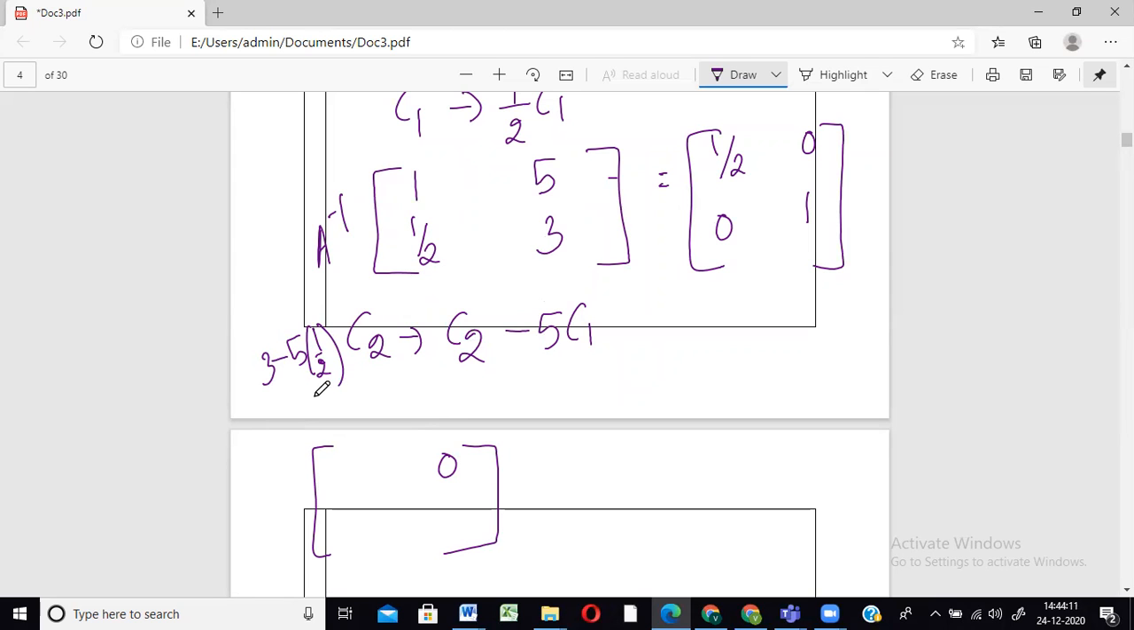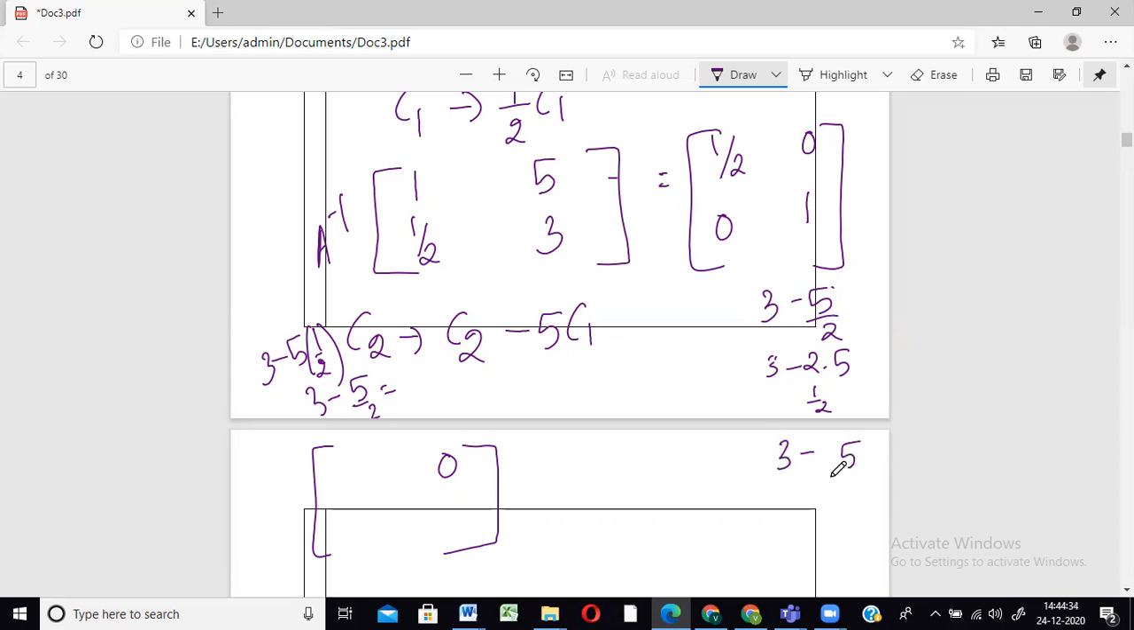So that's C2 minus 5 times C1. 3 minus 5 divided by 2 we have. So if we calculate this, what will we get? 3 minus 5 divided by 2. We can always calculate it like this: 5 divided by 2 is 2.5, correct? So 3 minus 5 divided by 2 is 2.5, then the balance is 0.5, which is actually equal to half. That way you can do.